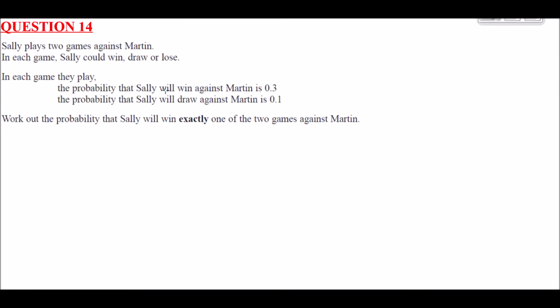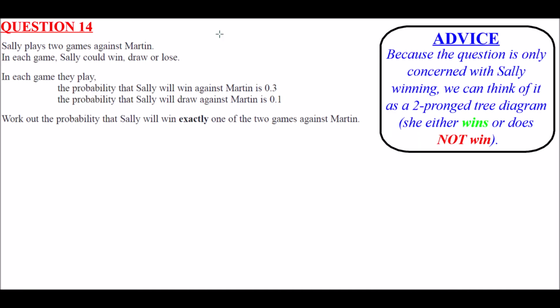So we've got here that Sally is playing 2 games against Martin. She could either win, draw, or lose. But look at the actual question. The actual question says work out the probability that she will win exactly one of the 2 games against Martin. So we're only concerned if she wins or not. So we can think of it as either she wins or that she does not win. So that's what I'd suggest we do first of all.